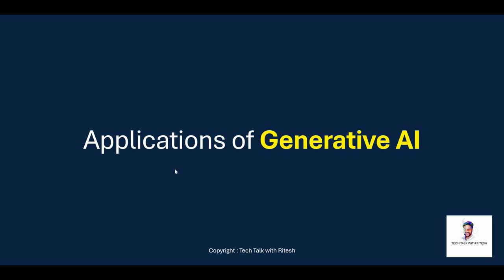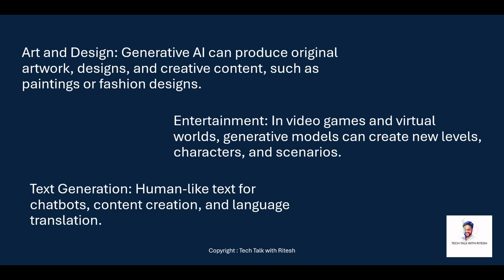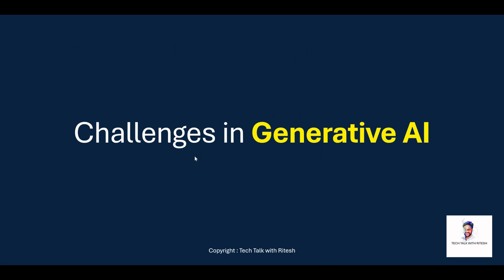Now let's see the overall applications of generative AI. So these are the applications, for example, art and design. Generative AI can produce original artwork, designs, and creative content such as paintings, fashion designs, etc. In entertainment also we can use it. In video games and virtual worlds, generative models can create new levels, characters, and scenarios. In text generation we can produce human-like text for chatbots, content creation, language translation, etc.